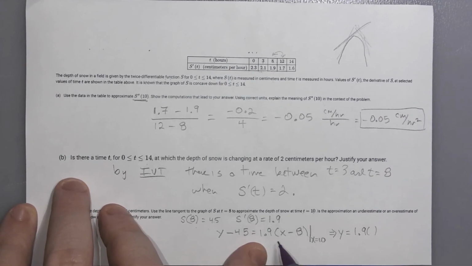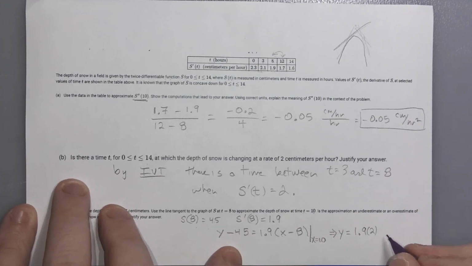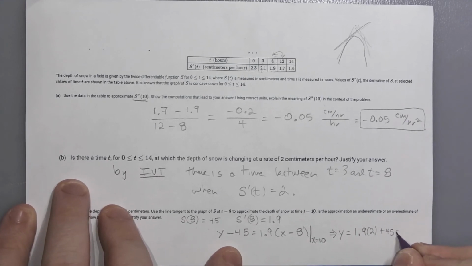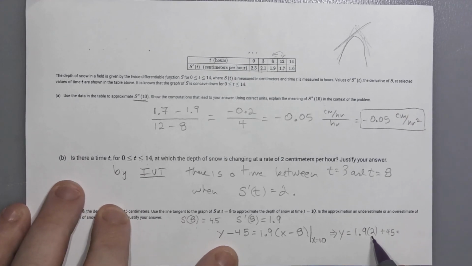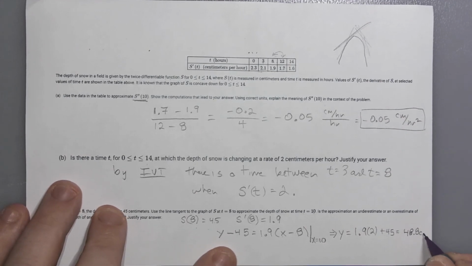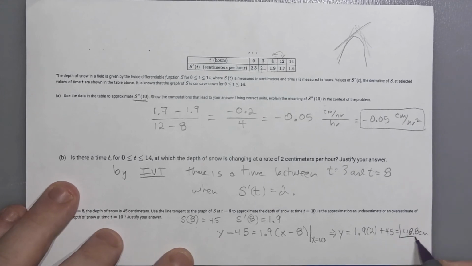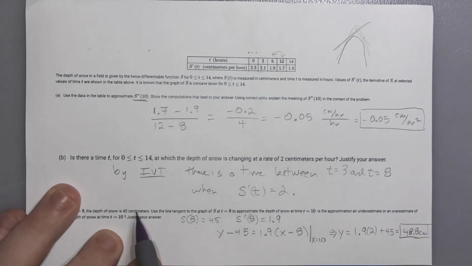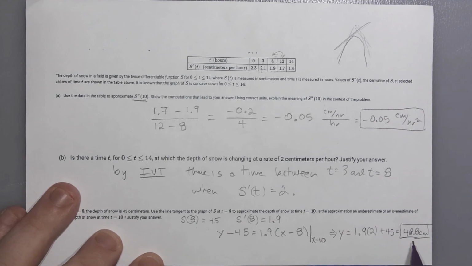So it looks like in that case, y would be equal to 1.9 times 10 minus 8, which is 2, and then add 45. And of course, 1.9 times 2 is 3.8, added to 45 is 48.8. And I guess the context here is centimeters of snow. So it was 45, and now this model is predicting it's going to go up to 48.8.